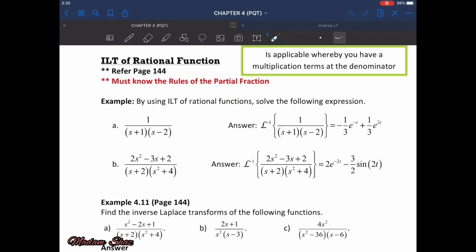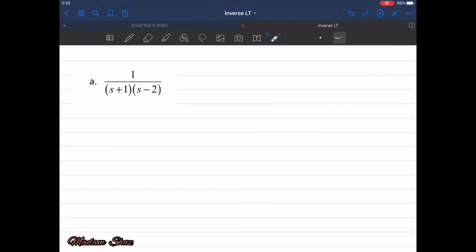Now let us try to solve this example by using inverse Laplace transform of rational functions. Solve the following expression. Example A: 1 over (s + 1)(s − 2). If you have something multiplied by something at the denominator, you have to solve by using inverse Laplace transform of rational functions. The first step, you have to write it in terms of partial fractions.